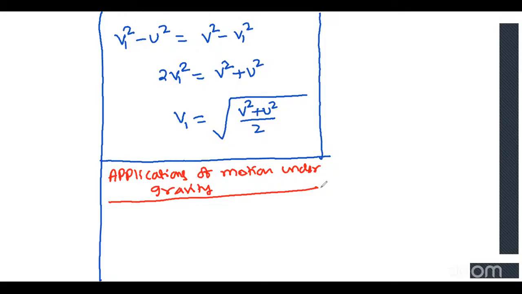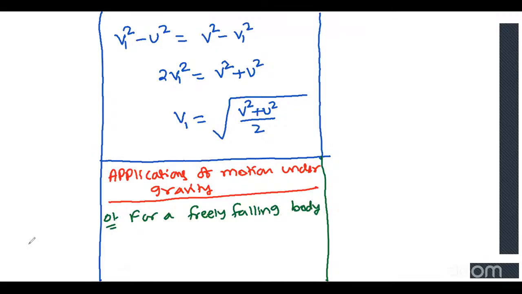In this motion under gravity, we have studied about vertically upwards, vertically downwards, and then free fall, right? First, I am considering vertically downwards. For a freely falling body, what is the initial velocity? 0. Very good, 0.